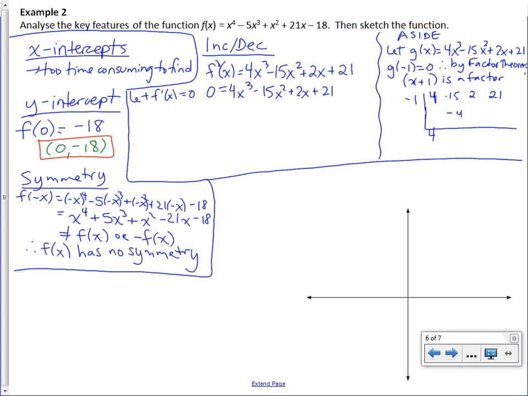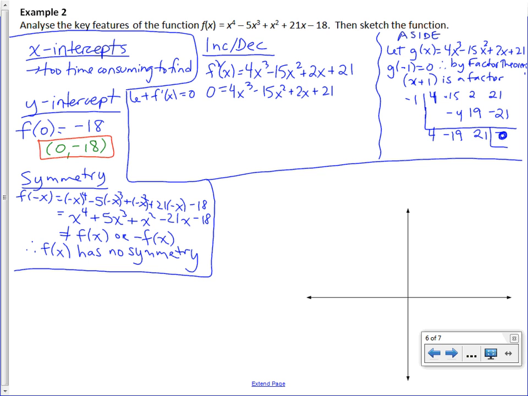So -4, -15 plus -4 is -19. -1 times -19 is positive 19, 2 plus 19 is 21, -1 times 21, add 0. That 0 makes us very happy. Okay? Now, what if we didn't get a 0 though? It means that this part was wrong. This wouldn't have been true if this is true.